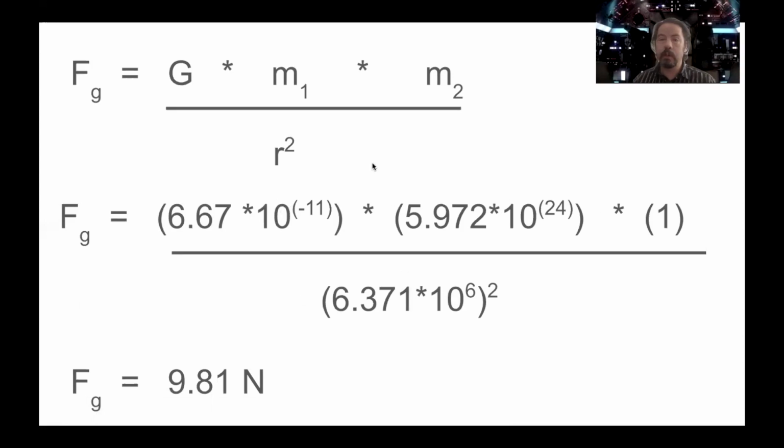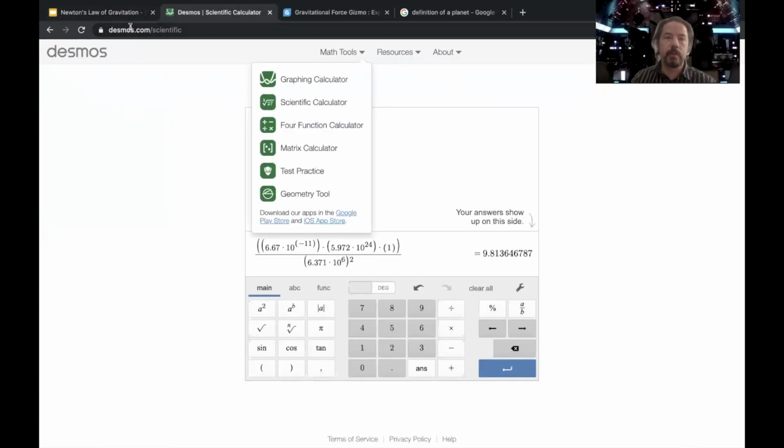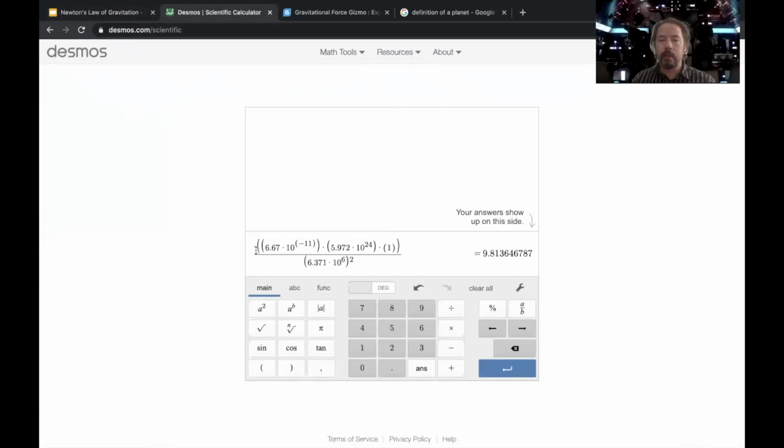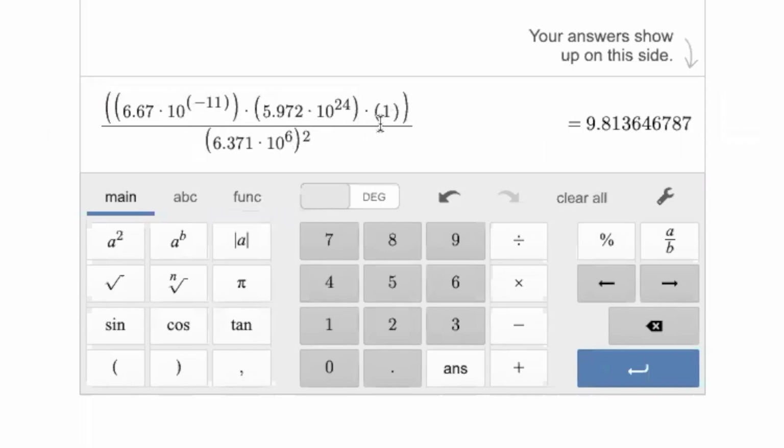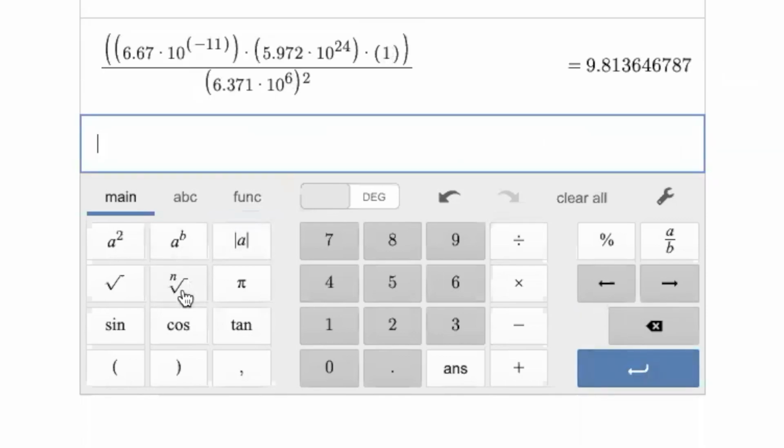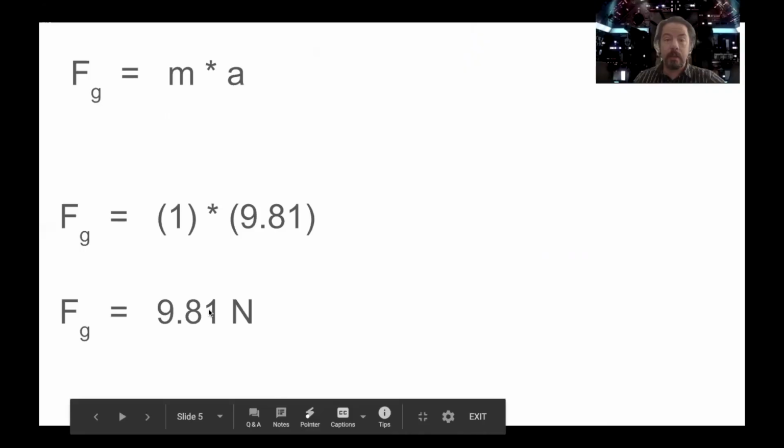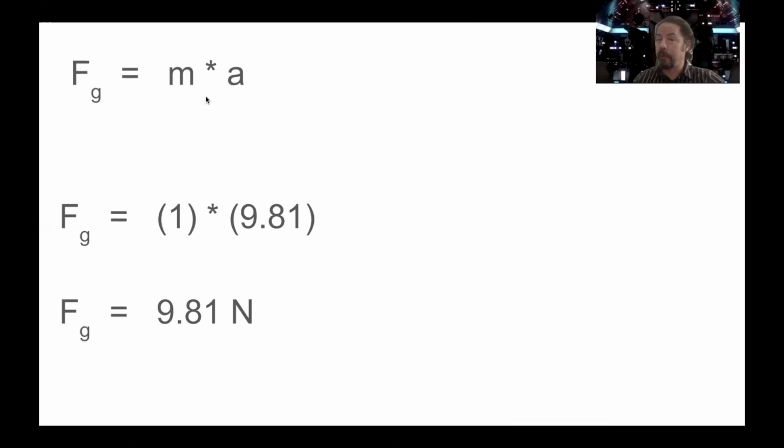If you want to do this calculation, plug it into Desmos. Go to desmos.com, click on the scientific calculator, and then just make sure you're using parentheses appropriately. To enter an exponent, let's say 10 to the 24th, I highlight it and then click A to the B, and now I've got my exponent. So be real careful if you're going to use Desmos for any of those calculations, but I love it because it's like a graphing calculator. You can use parentheses and it works. But we're going to do our calculations with F equals ma.